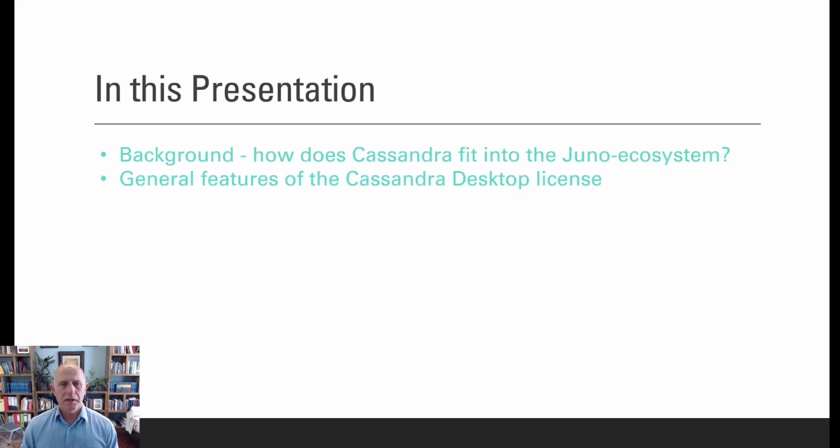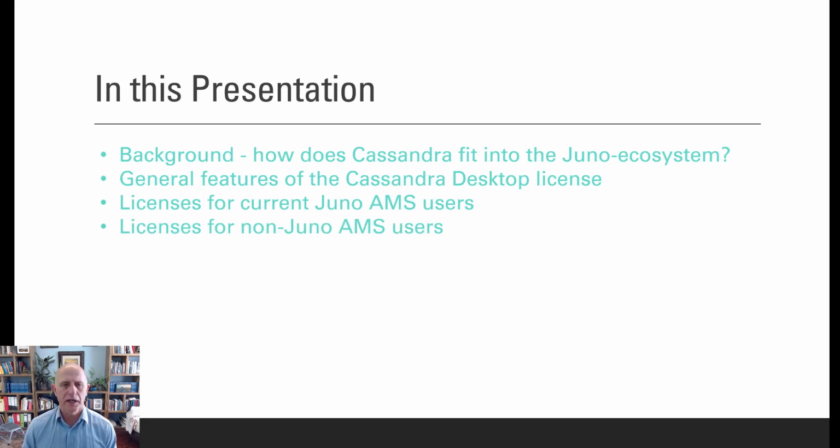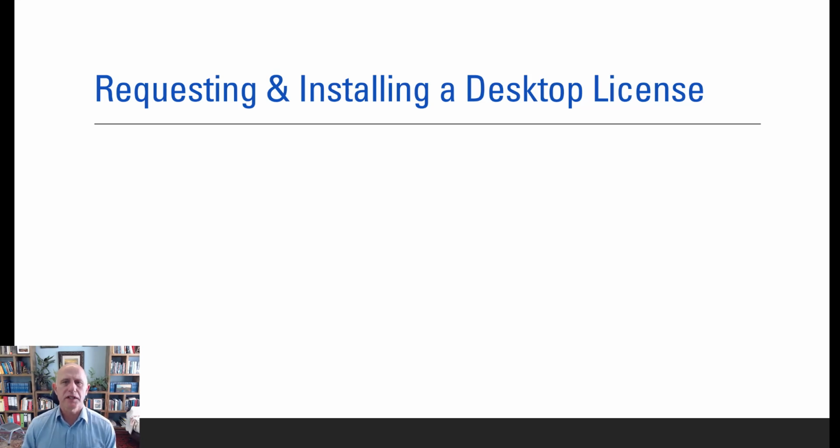So we've discussed the background, how Cassandra fits into the Juno ecosystem. We've discussed the general features of the desktop license and licenses for current Juno users and licenses for non-Juno users. And now we'll just briefly discuss how you actually get a license for your computer. So the process of requesting and installing a desktop license is quite simple.